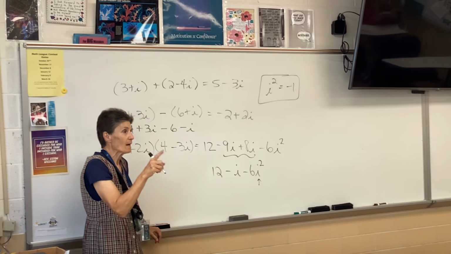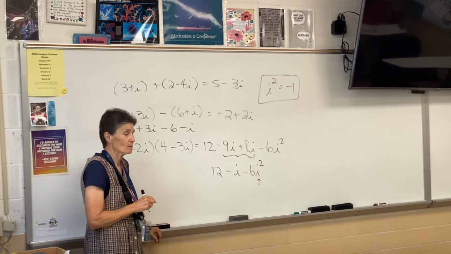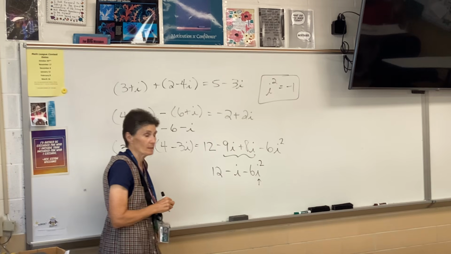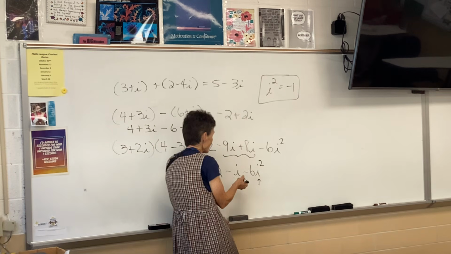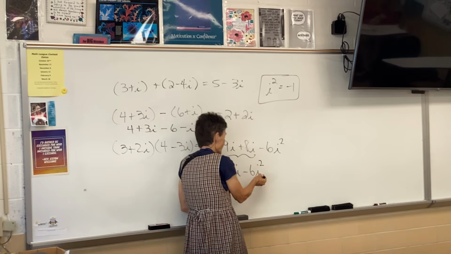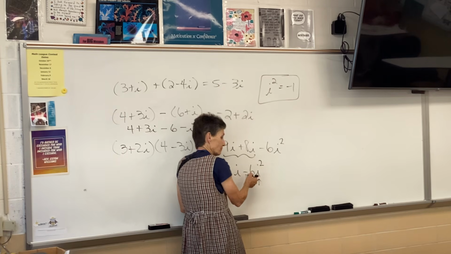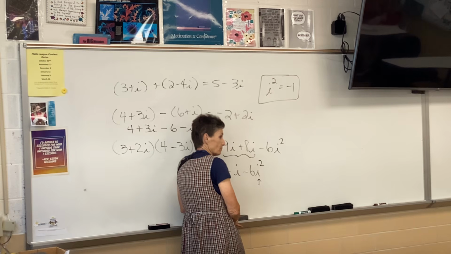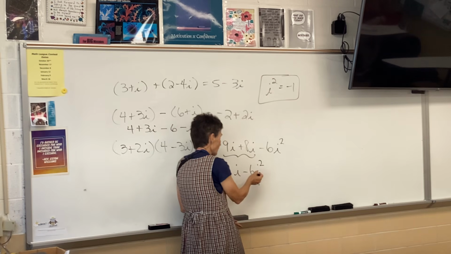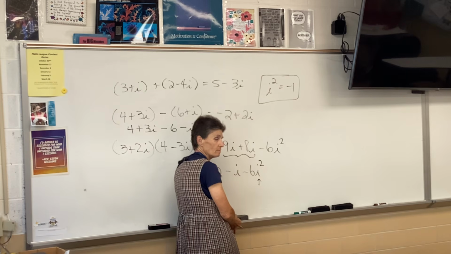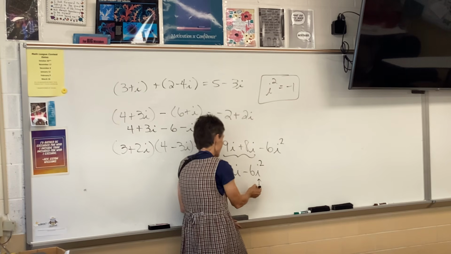So every time you run into an i squared, you're gonna change it to a -1. So instead of being -6i squared, what's that gonna become? Are you gonna sum it? No. It's a multiply. So it's -6 times -1, which is +6.